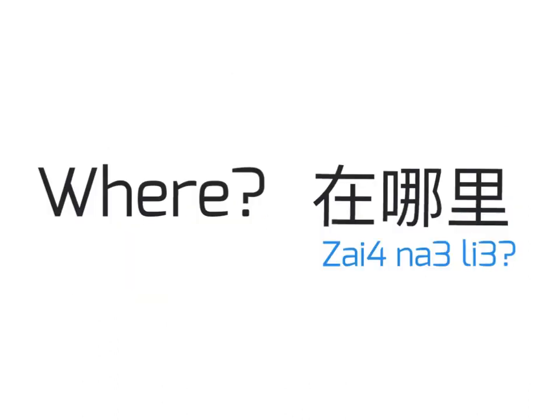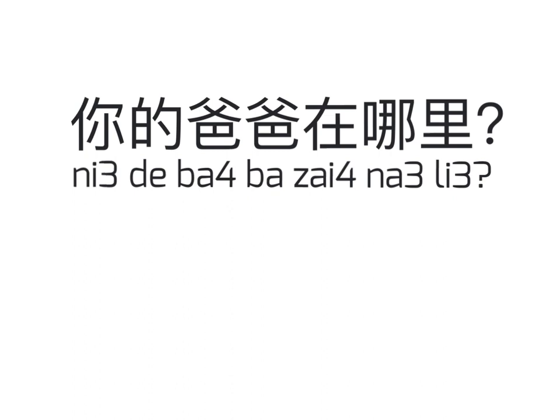Next question is the question where. In Chinese, we say where as 在哪里. Let's see the examples. The first example for where, or 在哪里, is this: 你的爸爸在哪里? One more time, 你的爸爸在哪里?